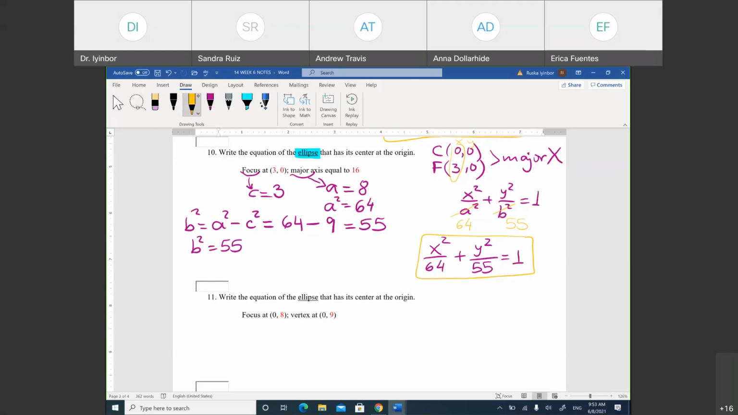I have a question. Yes. I got lost on how you found the focus c to be 3. Did you just take it from the 3, 0? Yes. Thank you for asking. How do you get the focus is 3? Because the center is 0, 0, and the focus is 3, 0. So I'm going to draw a little picture here so you can see. On the number line, if the center is here at 0 and the focus is at 3, I'm sorry.